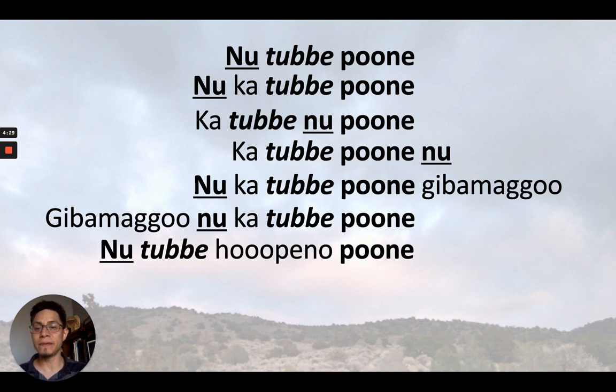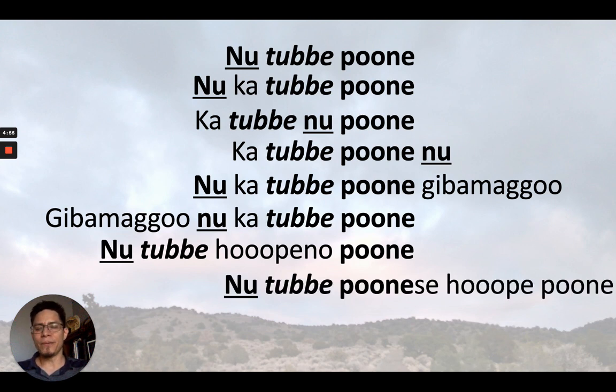Next, ne tebi hupino puni. That means I see a rock and a stick. That word hupi is a word for stick, and the suffix no that you see after it means and, or it can mean with. I see a rock and a stick, or I see a rock with a stick. Ne tebi hupino puni.